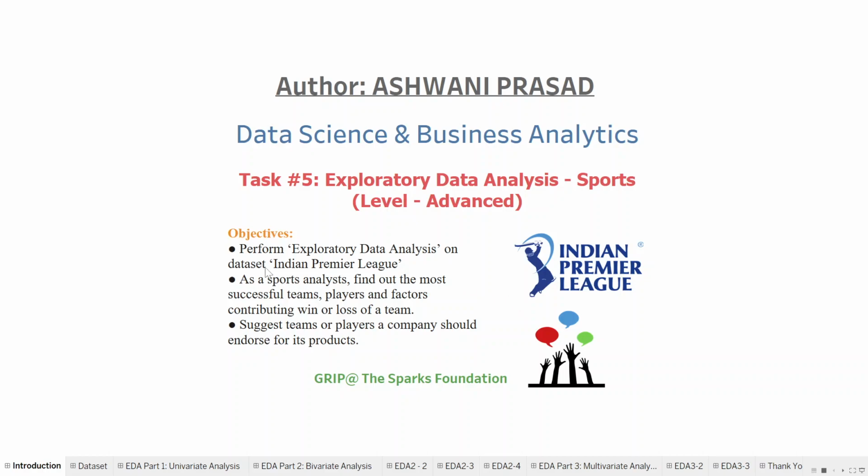So the main objective of this whole work assignment is to perform exploratory data analysis on the dataset Indian Premier League, and this data set ranges from the year 2008 to 2019. As a sports analyst, find out the most successful teams, players, and factors contributing to the win or loss of a team, and suggest teams or players a company should endorse for its products.